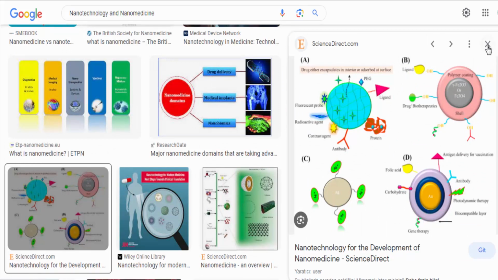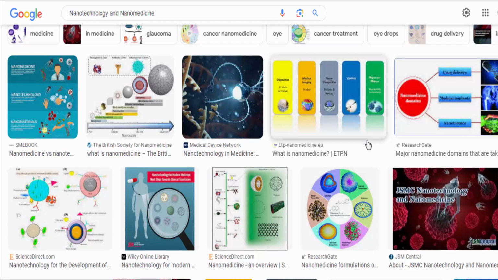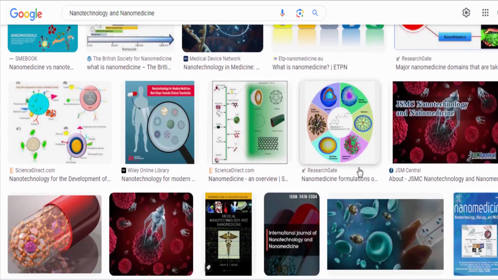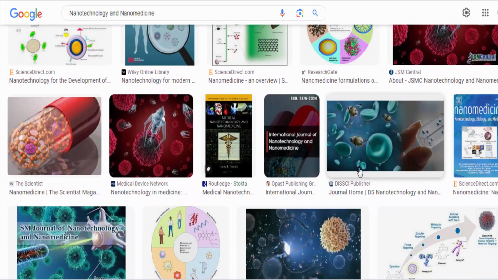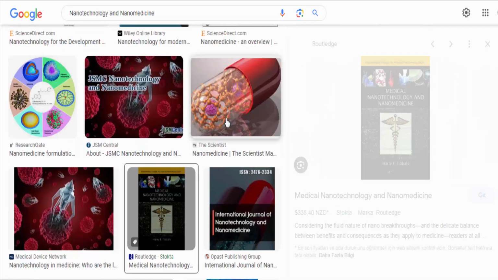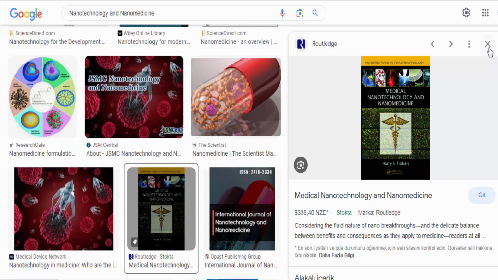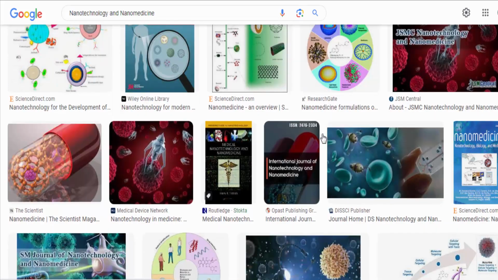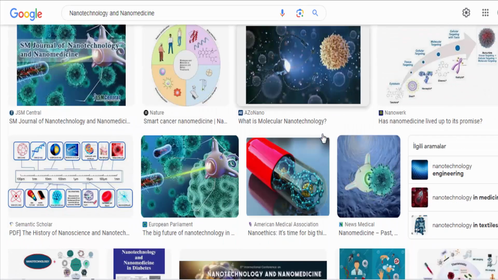Nanomedicine aims to enhance the effectiveness and precision of medical treatments while minimizing side effects and improving patient outcomes. Here are a few key areas of nanomedicine. Drug delivery. Nanoparticles can be engineered to encapsulate drugs and deliver them to specific target sites in the body. This targeted drug delivery approach improves drug efficacy, reduces toxicity, and enhances therapeutic outcomes.